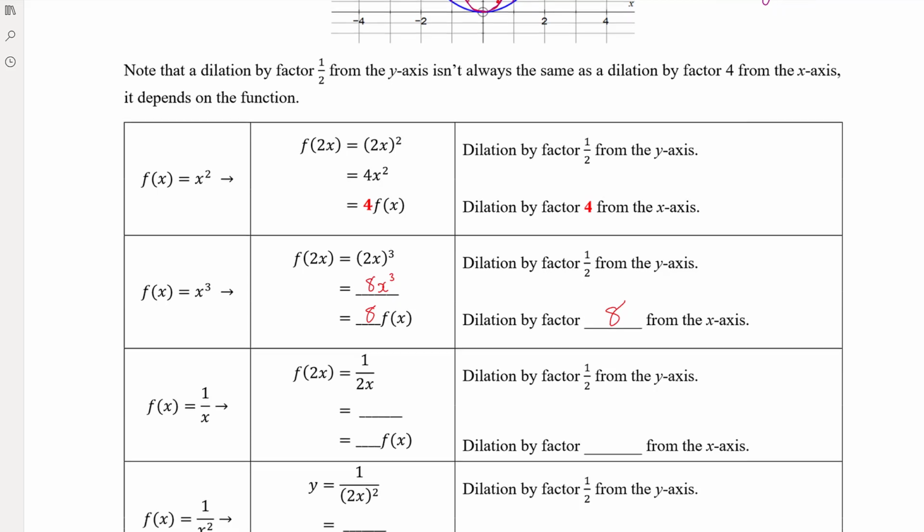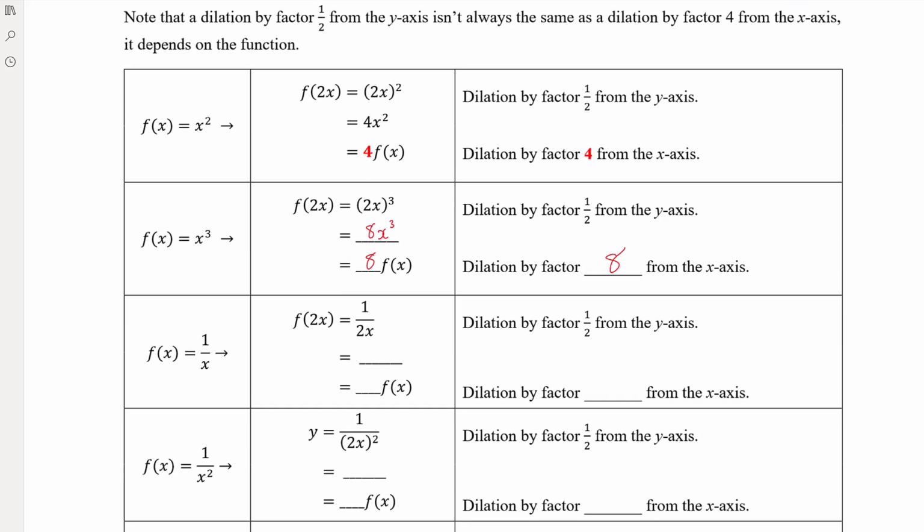If we dilate by a factor of half from the y-axis for the hyperbola, f of 2x becomes 1 over 2x, which we can also write as 1/2 times 1 on x, which is what we were doing in that previous lesson on hyperbolas. We were getting graphs like this and we were thinking about it this way so we could think about it as a dilation from the x-axis. Now actually in this case, half times 1 over x is just half times f of x, half times our original function.